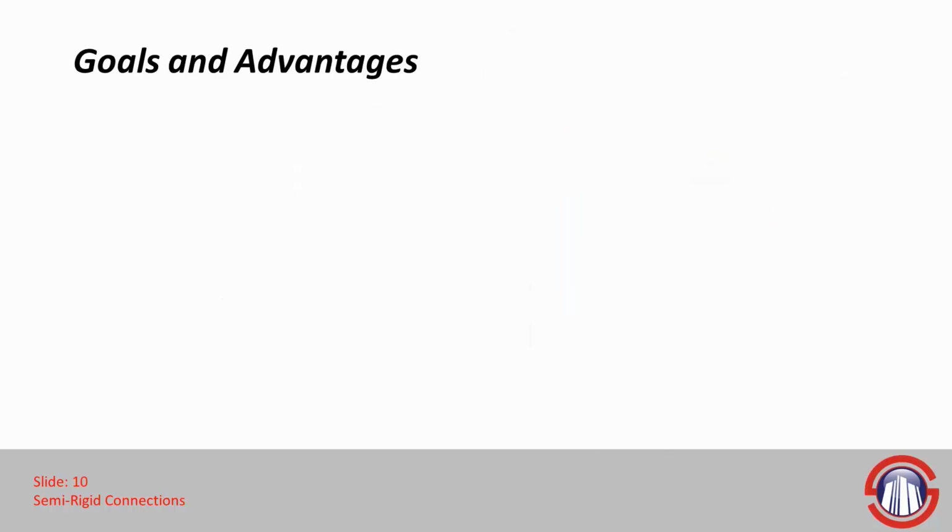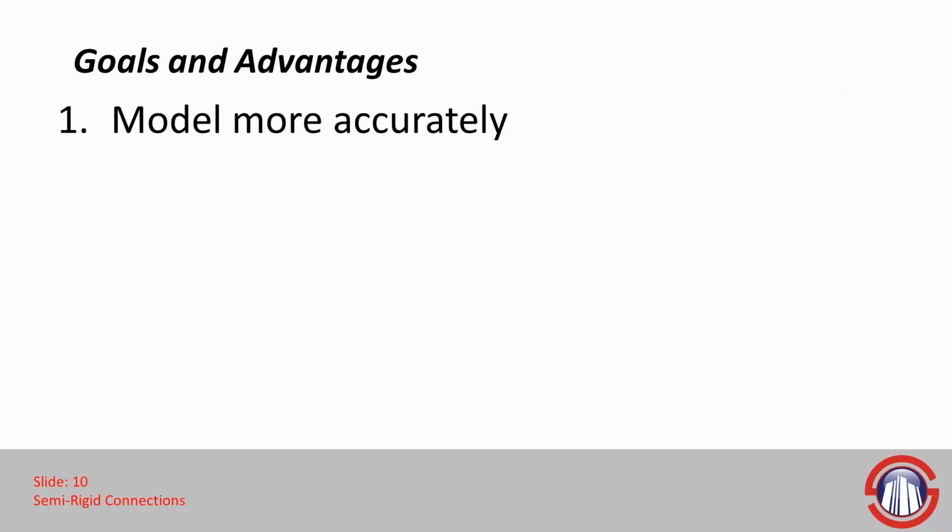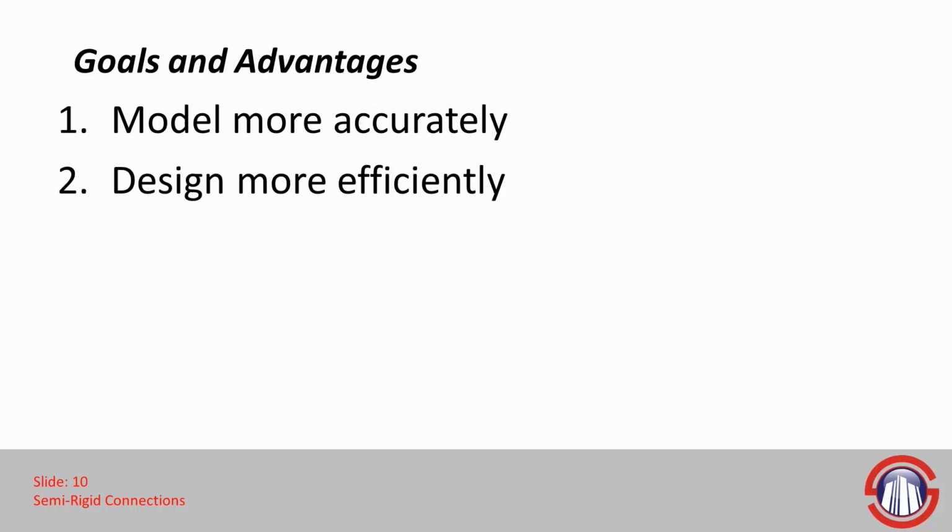Now, why might we want to model semi-rigid connections? Well, they can actually allow us to model more accurately. The reality is that joints are never fully fixed or fully pinned, and engineers are often required to make assumptions for simplicity's sake. But accurate modeling provides clear advantages, as we'll see. And being able to design more efficiently allows us the ability to optimize our structure's true behavior and reduce material and construction costs.